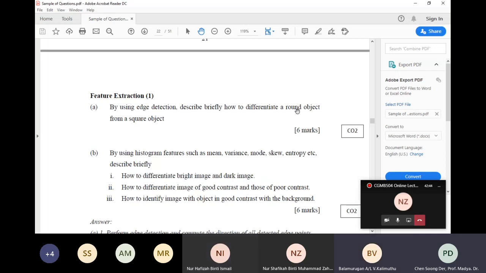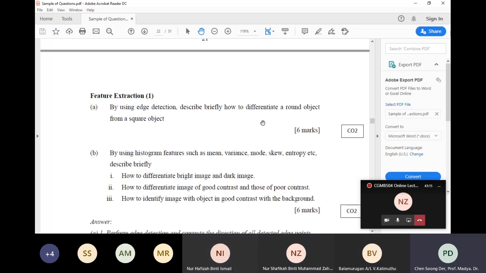What about a round object? One direction? The round object can have other directions. Let's say this is the round object. It can have 0 degree, 45 degree, 90 degree, 135, 180, many, right? Are you following?